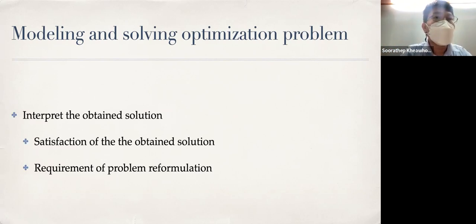Interpretation means, because we start from a real world problem and we represent it using mathematics in a specific form, and you solve it. Once you got the solution, your solution has to be implemented in the real world problem again. So you have to check if your solution is good enough for your problem. If not, of course, maybe you have to reformulate your problem again.